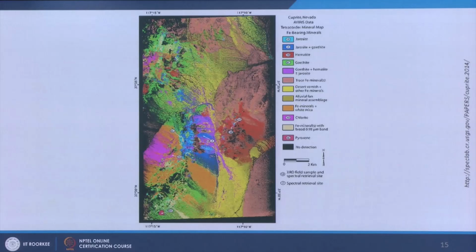And likewise an area can be classified. This is the example of AVIRIS data application. So, different types of iron bearing minerals were classified, like chlorite, goethite, hematite, jarosite and pyroxene, and of course some places where there is no detection, but it has become possible only because of hyperspectral data.